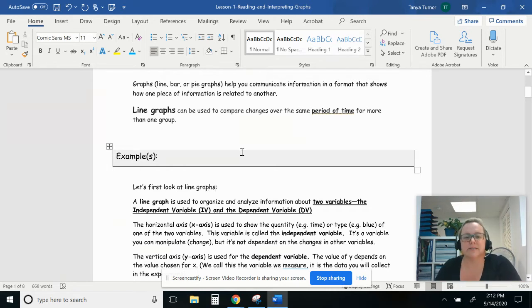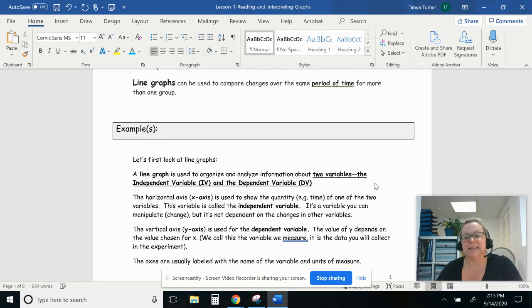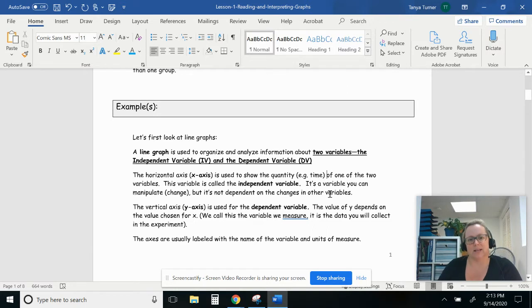A line graph is used to organize information about two variables, the independent and the dependent variables, which you learned about. The horizontal or x-axis is used to show the quantity of time when it comes to line graphs, of one of the two variables, and that would be the independent variable. That's what goes on the x-axis of your graph. It's a variable that you manipulate or change, but it doesn't depend on anything else.